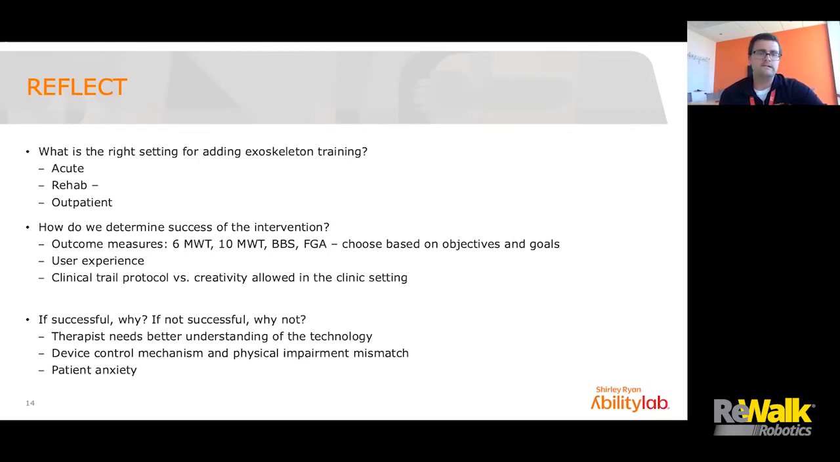And then determining success, I think this is something we have talked about, Jill and Kathleen, that when you implement a clinical trial, you don't have as much freedom to play with the settings.